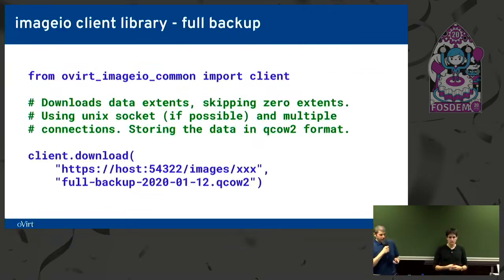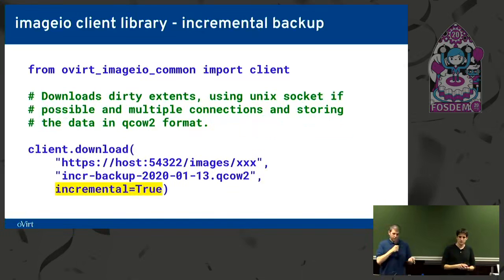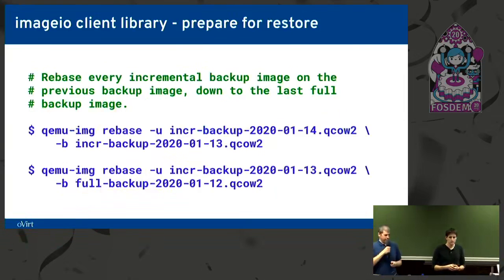Okay, so let's see how to do a full backup with the client. We invoke the download API, specify the transfer URL and the name of the file. Here the default is the QCOW2 format, just because it's more efficient. For incremental backup, we just need to specify incremental equals true, and that's it.